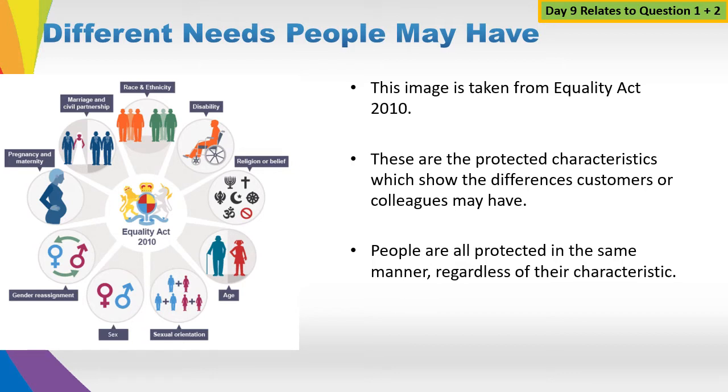So we've got race and ethnicity, disability, religion and belief, age, sexual orientation, sex, gender reassignment, pregnancy and maternity, marriage and civil partnership. So all of those people are protected in the same way under one law.